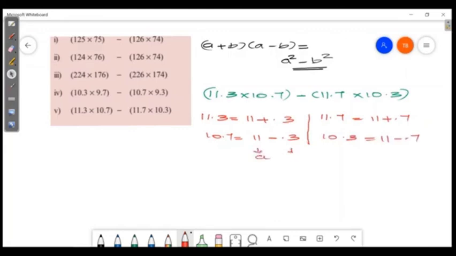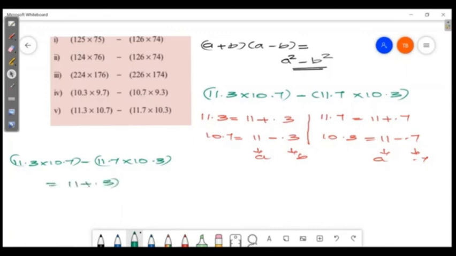In the first case, a is 11 and b is 0.3. In the second case, a is 11 and b is 0.7. That is, we can write the first product 11.3 into 10.7 as 11 plus 0.3 into 11 minus 0.3, and the second product as 11 plus 0.7 into 11 minus 0.7. So the first product is of the form a plus b into a minus b, and the second is again of the form a plus b into a minus b.